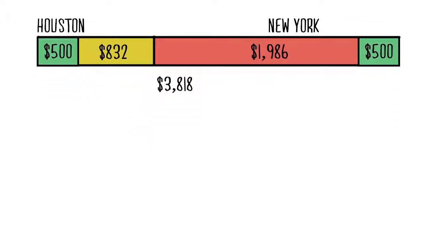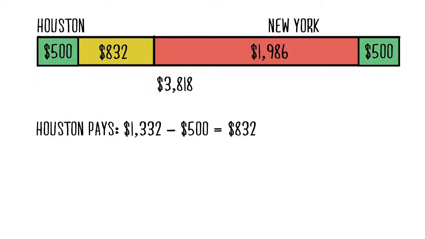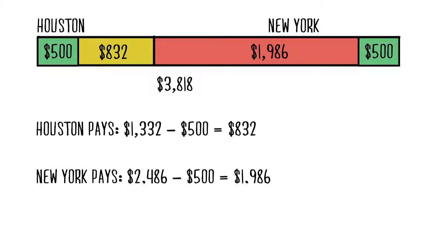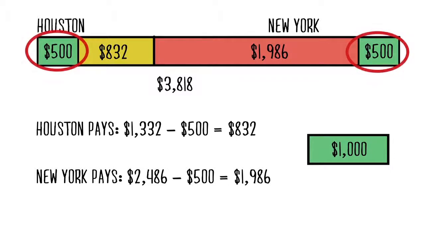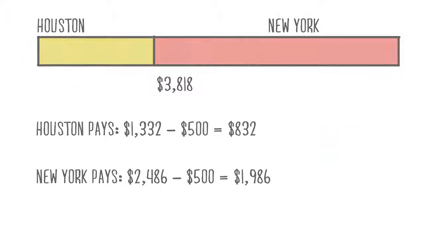And what that means is that Houston pays a total of $13.32 minus $500, or $8.32, and New York pays $24.86 minus $500, or $19.86. I'm willing to bet that is not your first response when you saw this problem, but I hope it's something you now think is the most reasonable answer. Once you see the pie is the savings the two parties create, and that they're both needed to create that savings, splitting it evenly makes perfect sense. The hard part is seeing the pie. It's what the two can create by working together compared to what they would each do on their own.